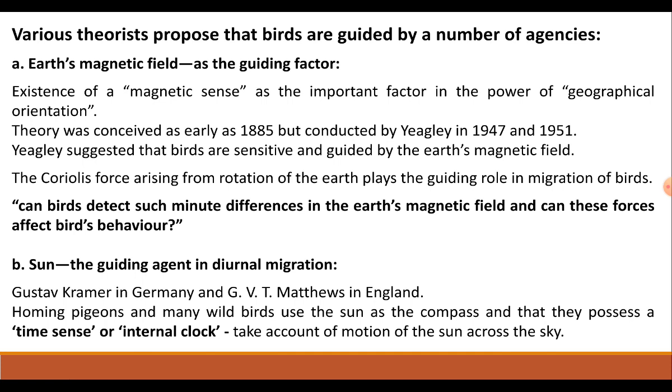The other theory, which was proposed by Gustav Kramer in Germany, where he says that the sun is the guiding agent in diurnal migration. They conducted experiments on pigeons and some wild birds, where these birds use the sun as a compass and they possess a time sense or an internal clock which allows them to take account of the motion of the sun across the sky.